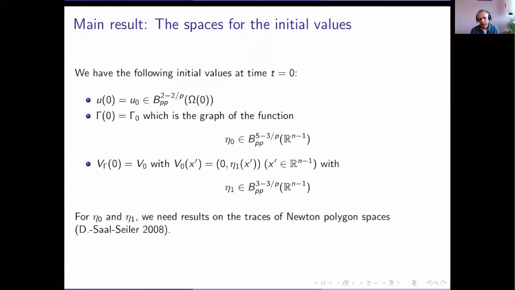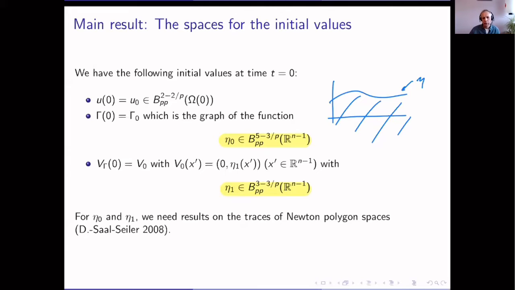Of course, we have to know something about the initial values at time t equals 0. We have the standard initial value for the velocity of the fluid. This is in the Besov space of order 2 minus 2 over p. And then we have the function eta, which describes the boundary at time t. We have a high regularity, as we have already learned in the talk before, and therefore we need more. We have a second order in time equation, because it's the plate equation, which has dt squared. So we need two initial values. And it turns out that the appropriate initial values should belong to the Sobolev spaces of order 5 minus 3 over p and 3 minus 3 over p. And as always, these initial values are the result of trace theorems.